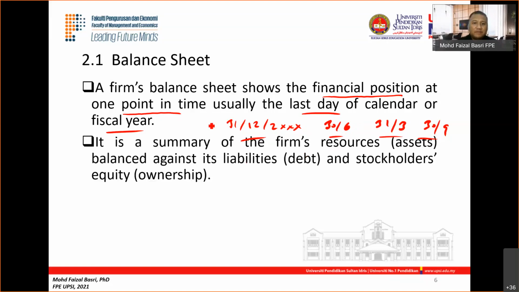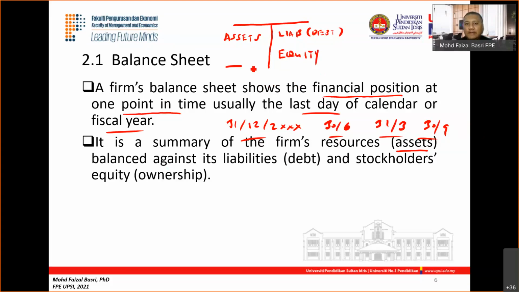In the balance sheet, it will summarize all the firm's resources in the form of assets, and it balances against two sides. If you have seen accounts before, the traditional balance sheet has two sides. We have assets on one side, and it will be balanced by liabilities, or debt, and equity. So the total on this side and this side will be the same. If here is XXX, here will be XXX.